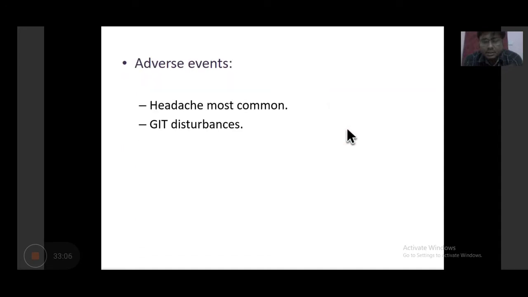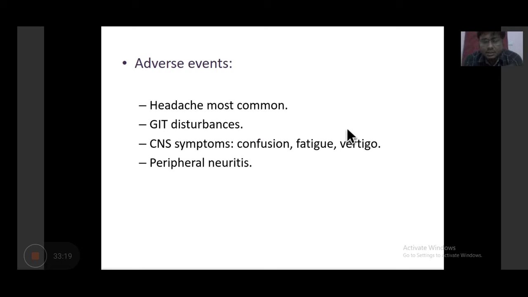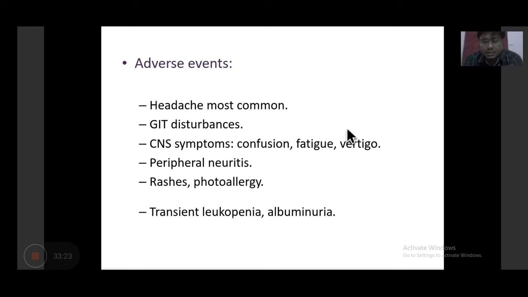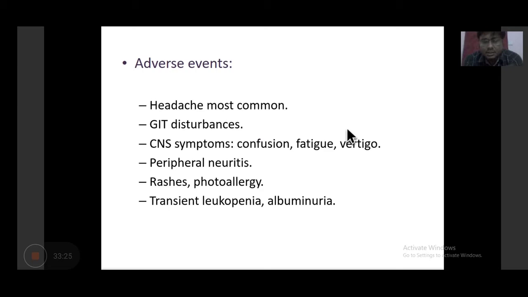Headache is the most common and very, very common adverse effect with griseofulvin. Almost all the patients who receive griseofulvin complain of headache. Apart from that, GI disturbance is there, CNS symptoms like confusion, fatigue, vertigo are there, some peripheral neuritis, rashes, photoallergy are there. Transient leukopenia can be seen, albuminuria can be seen. Gynecomastia, like ketoconazole in the azole group, which is also responsible for causing gynecomastia.